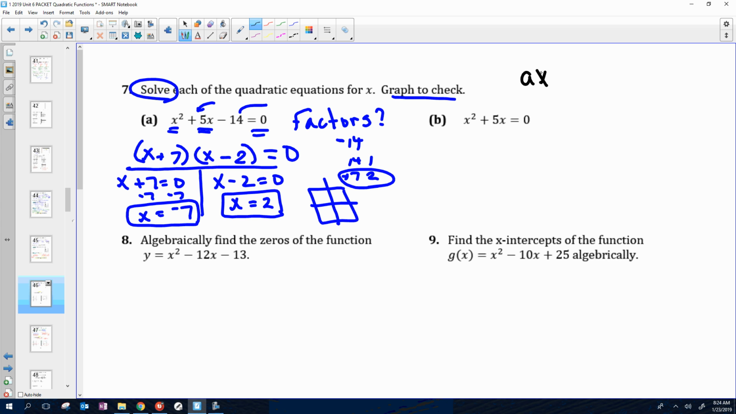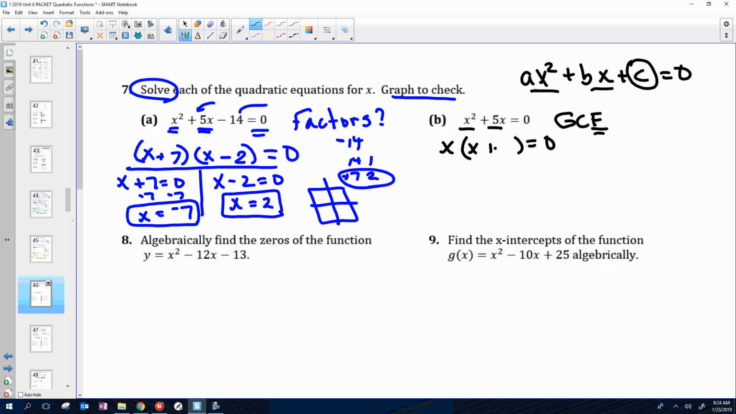If you're thinking about this form, there is no constant. It's just got x's in it, which means there's a GCF when you go to factor this. Divide each of these pieces by x, and you'll be left with x plus 5. And then you can set each of the factors equal to 0. So x equals 0 is one solution. x plus 5 equals 0. I need to subtract the 5 to get x equals -5.